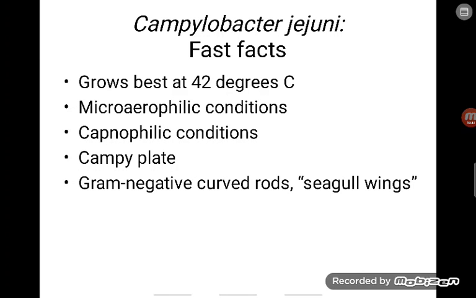Campylobacter jejuni grows best at 42 degrees Celsius. It requires microaerophilic conditions for culturing, which means it needs little oxygen. It is capnophilic, meaning it likes CO2 for growth. One method of culture identification of this microorganism is the Campy plate. The shape of the microorganism is gram-negative curved rods, described as seagull wings.